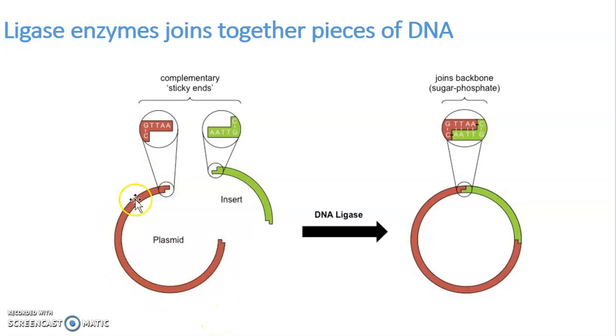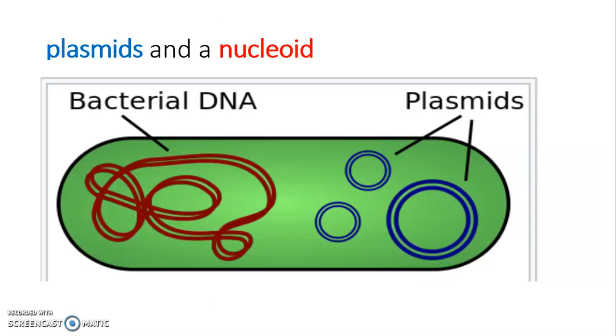And the red piece of DNA here is meant to represent a plasmid. Now let's think about plasmids. You met them earlier in the course, and this is a bacterial cell. A bacterial cell, remember, is a prokaryotic cell. It doesn't have a true nucleus. Its DNA is found in this nucleoid region.